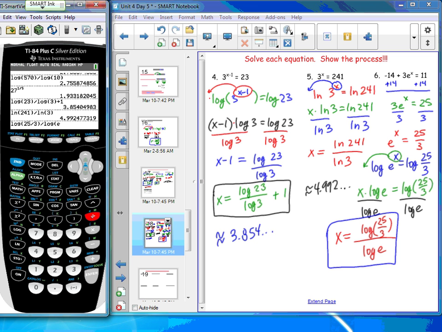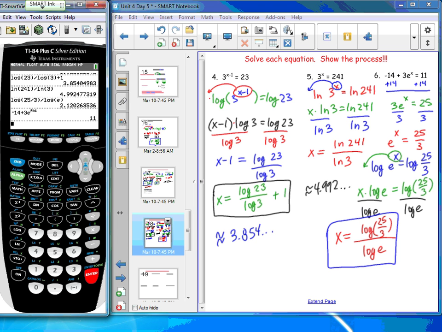Remember, e is just the number e, so I use a second division operation to get regular old e. I get log of 25 thirds divided by log of e, which is about 2.12. So if I take my original equation, negative 14 plus 3 e to the answer, and I did this correctly, what should this equal? It should equal 11. Let's see how we did. Voila! It equals 11. And so we've seen how we can solve exactly and algebraically.